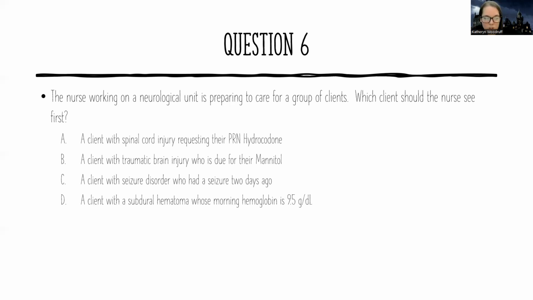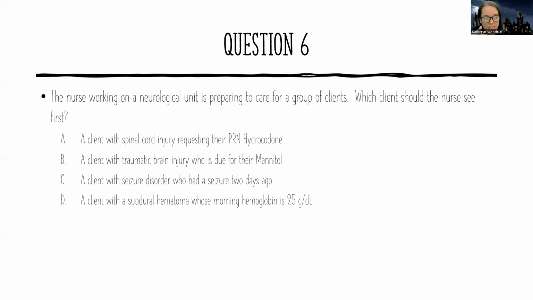So subdural, those are usually like those venous bleeds where they're not as serious. Usually they can resolve and absorb on their own. Their hemoglobin is 9.5. So it's abnormal, but not necessarily low enough where I'm going to give anything and kind of expected for a client who has a brain bleed. So far I have a client who's requesting PRN hydrocodone. I'm going to go ahead and say no.